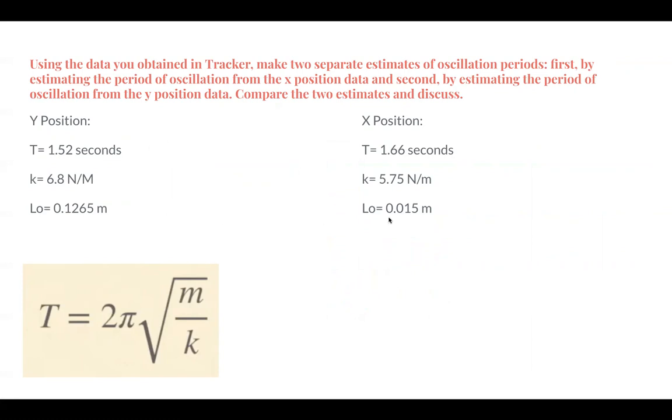So here are my two estimates, and basically the T for this is barely smaller in the Y position than it is in the X position, meaning it oscillates faster in the Y position than it does in the X position.